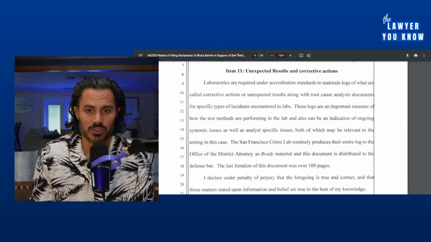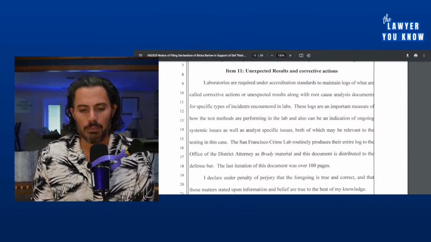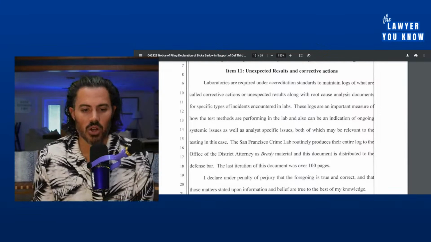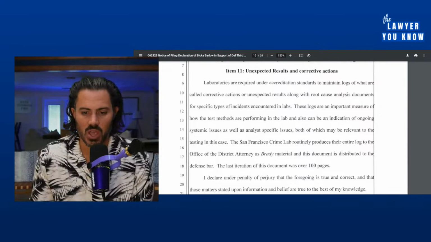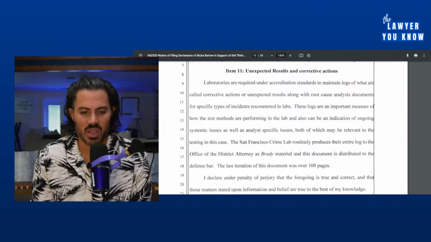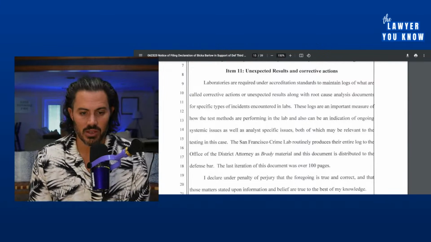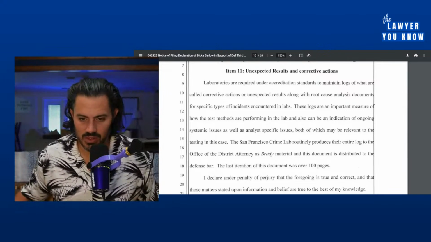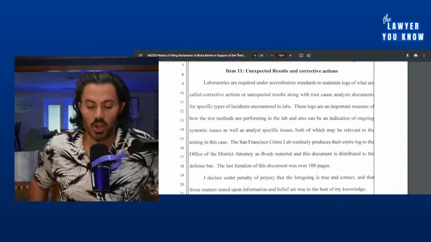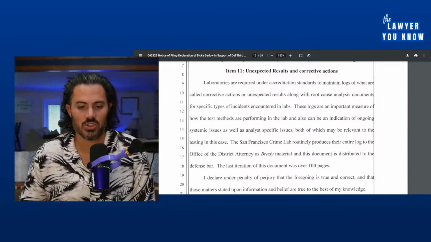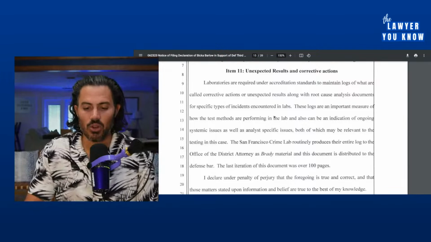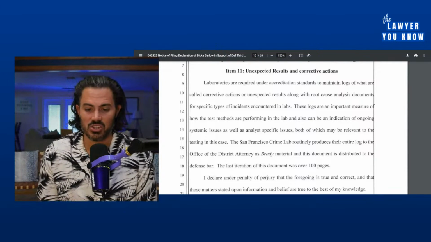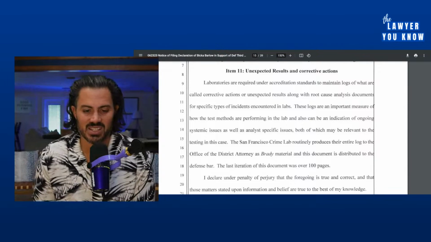Okay, another item, unexpected results and corrective actions. Again, we've seen this reference multiple times in the motion to compel. Laboratories are required under accreditation standards to maintain logs of what are called corrective actions or unexpected results, along with root cause analysis documents for specific types of incidents encountered in labs. So if you are forced to maintain logs, you better have those logs. These logs are an important measure of how the test methods are performed in the lab and also can be an indication of ongoing systemic issues as well as analyst-specific issues, both of which may be relevant to the testing in this case.